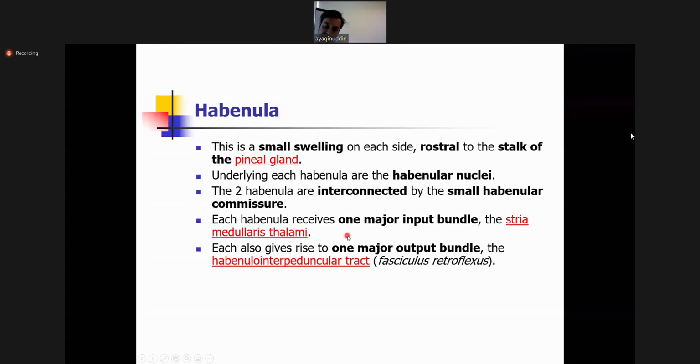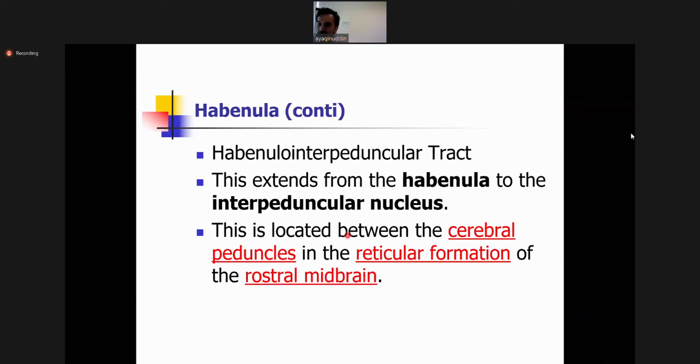So the habenula has one major input, which is the stria medullaris thalami, and one major output, which goes to the interpeduncular nuclei, located between the two cerebral peduncles. That is the habenulo-interpeduncular tract, which connects the output of the habenula to the interpeduncular nuclei. As I said, the interpeduncular nuclei are located between the two cerebral peduncles in the reticular formation of the rostral part of the midbrain.